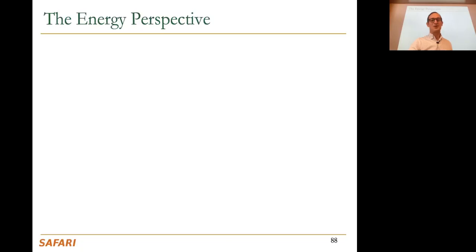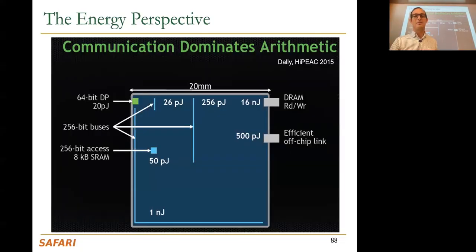Okay, let me give you the energy perspective quickly. This is data I borrowed from Bill Dally. The numbers have changed over time, but the relative difference did not change.